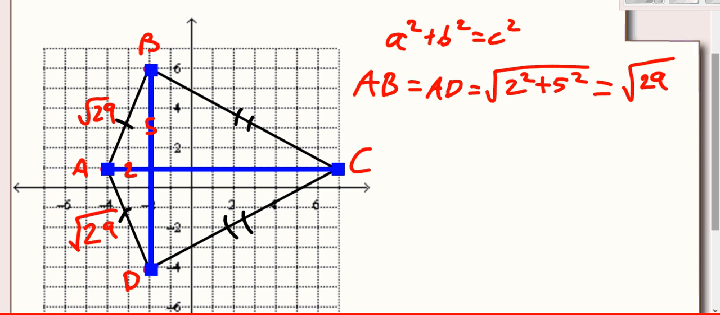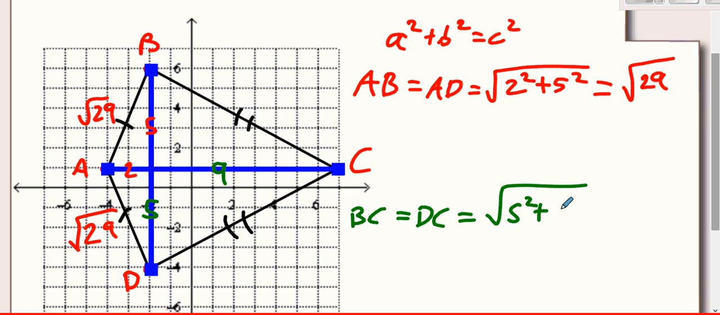You can get the other two sides doing the same thing. This side it's 5. 1, 2, 3, 4. This side is 9. So we can do BC, which is the same as DC. Would be 5 squared plus 9 squared equals hypotenuse squared. So that's 81 and 25. It's 106.